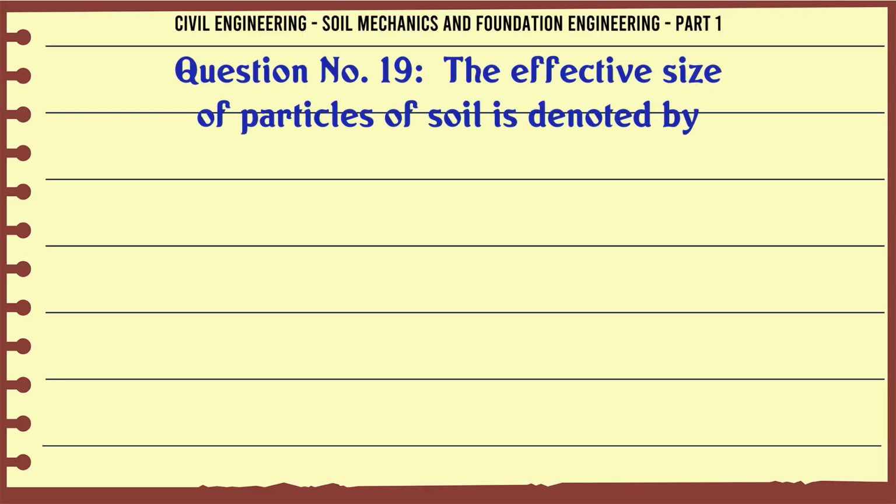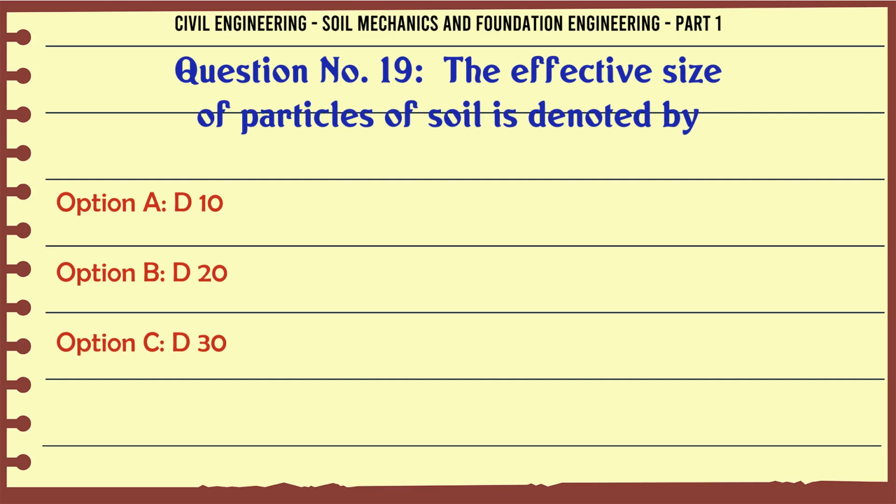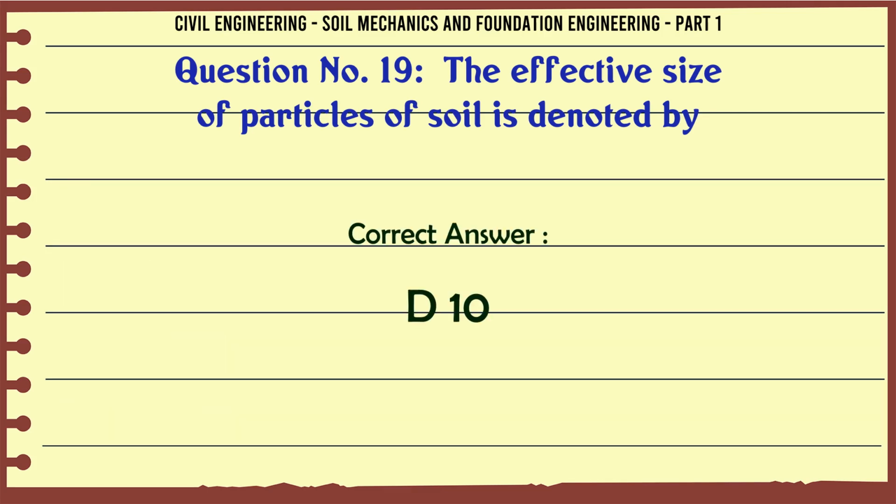The effective size of particles of soil is denoted by: A. D10, B. D20, C. D30, D. D60. The correct answer is D10.